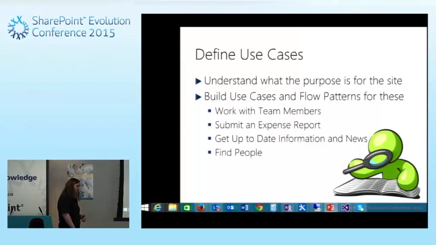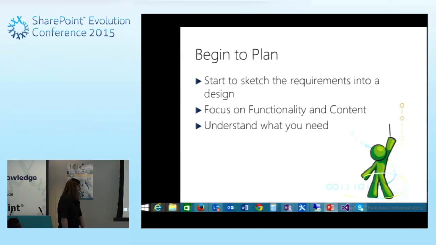One of the first things I typically do after that discovery is start to define use cases, right? Like I said, I want to know the business, not just the problem, because I need to define how the users are going to interact with the site. They may want to be able to easily submit expense reports or find people. Maybe we're working with teams, with external partners, maybe publishing news. That's what our intranet is going to be used for. So we define those use cases, figure out what we're doing, and then move on. We begin to plan now, right?